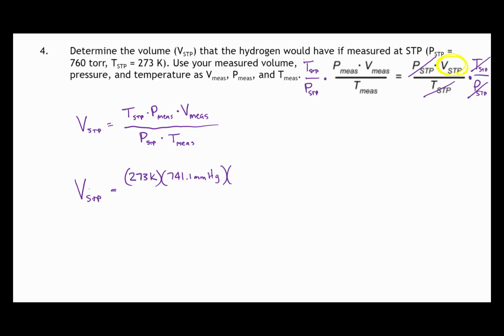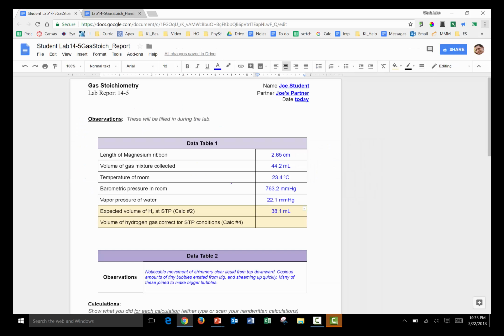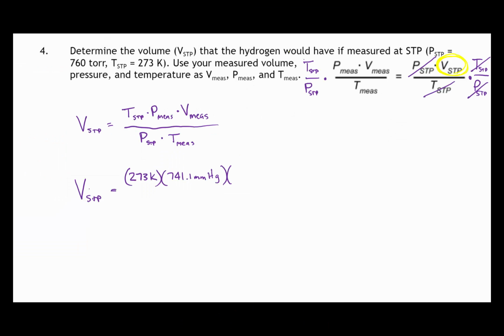The volume that I measured will come from my lab data table. Looks like the volume of the gas mixture was 44.2 milliliters. This is not only the volume of the hydrogen gas that was in there, it's also the volume of the water vapor. It's the volume of the gas mixture, the amount of space that those gases were all occupying. So we're going to use 44.2 as the volume of the gas mixture, and I'm going to write the units next to that. Those are milliliters.